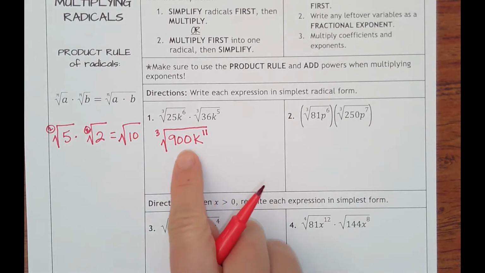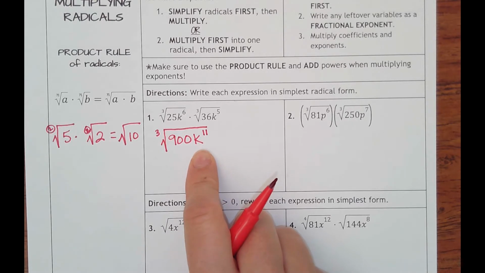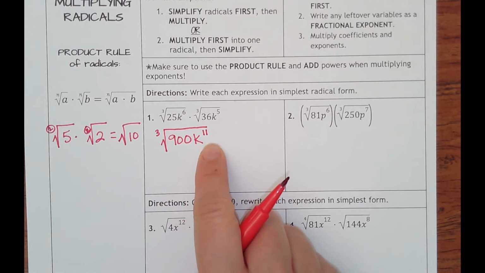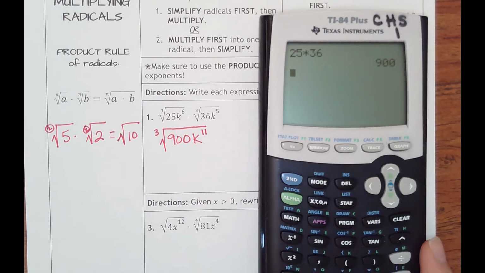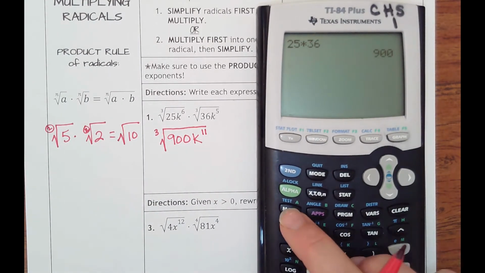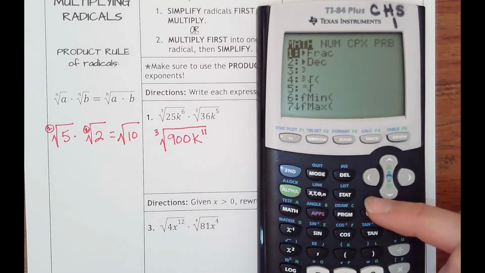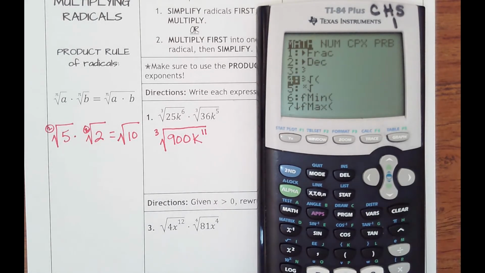So it looks kind of funny. It looks like the word buck, doesn't it? That's cube root of 900, k to the 11th power. And so cube root of 900, let's see if that simplifies. Remember, you hit math, option number 4 gives you a cube root.